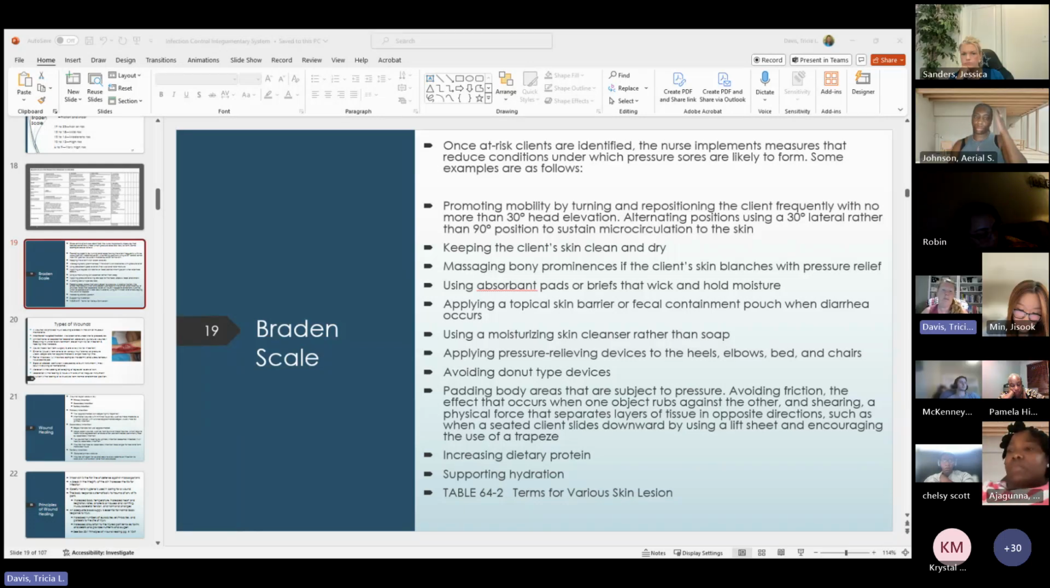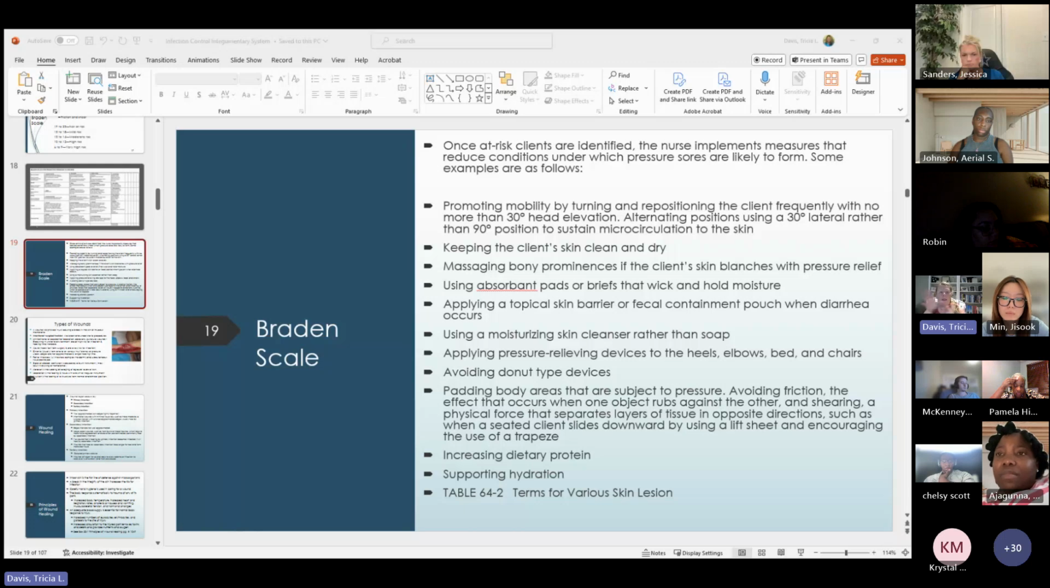So if you do all that, please make sure that you're going the extra mile to make sure that it's documented. We can make sure that we're promoting mobility by turning and repositioning those patients every 2 hours. We can also put them in a lift. We can get them out of the bed into a chair. Even if they're in the chair, we can still reposition them every 2 hours by putting something under their bottom. We should definitely be looking at those patients very frequently to make sure that we're looking at that skin, especially if they're incontinent, making sure that their skin is clean and dry. We can massage any bony prominences if the client's skin blanches with pressure relief.